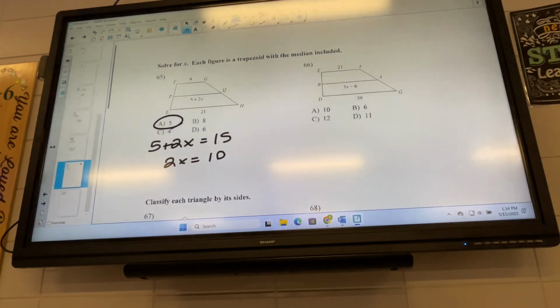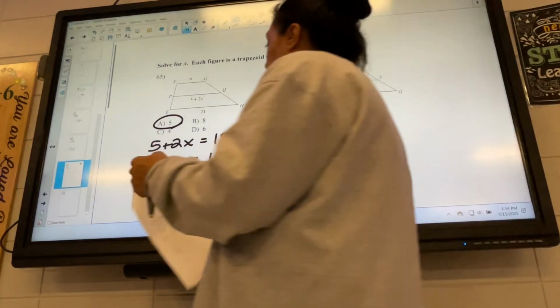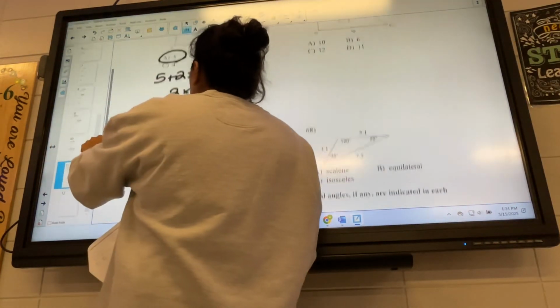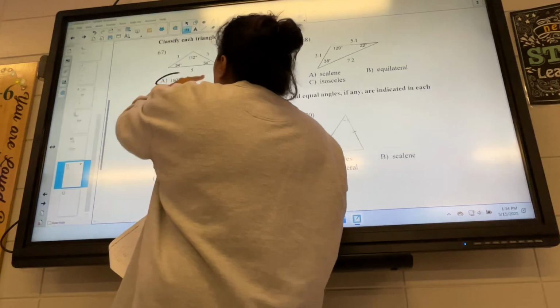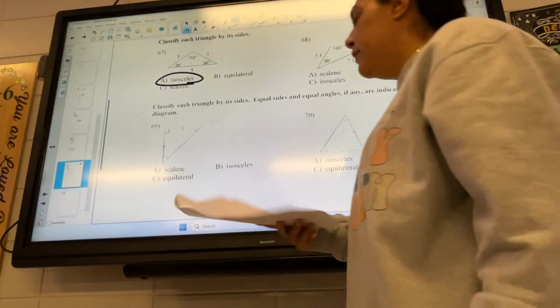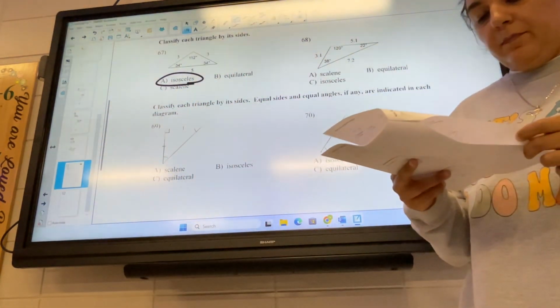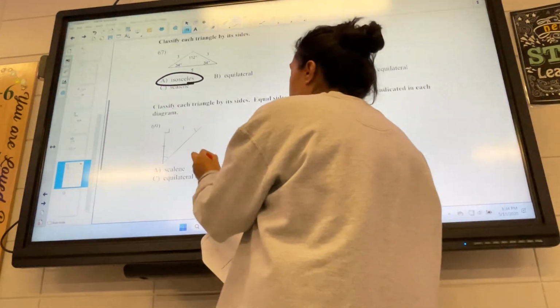Okay, 67, it says classify each triangle by its sides. How many sides are the same on this one? 2, so what kind is that? Isosceles. 69. How many of the sides are the same? 2. It is also an isosceles.